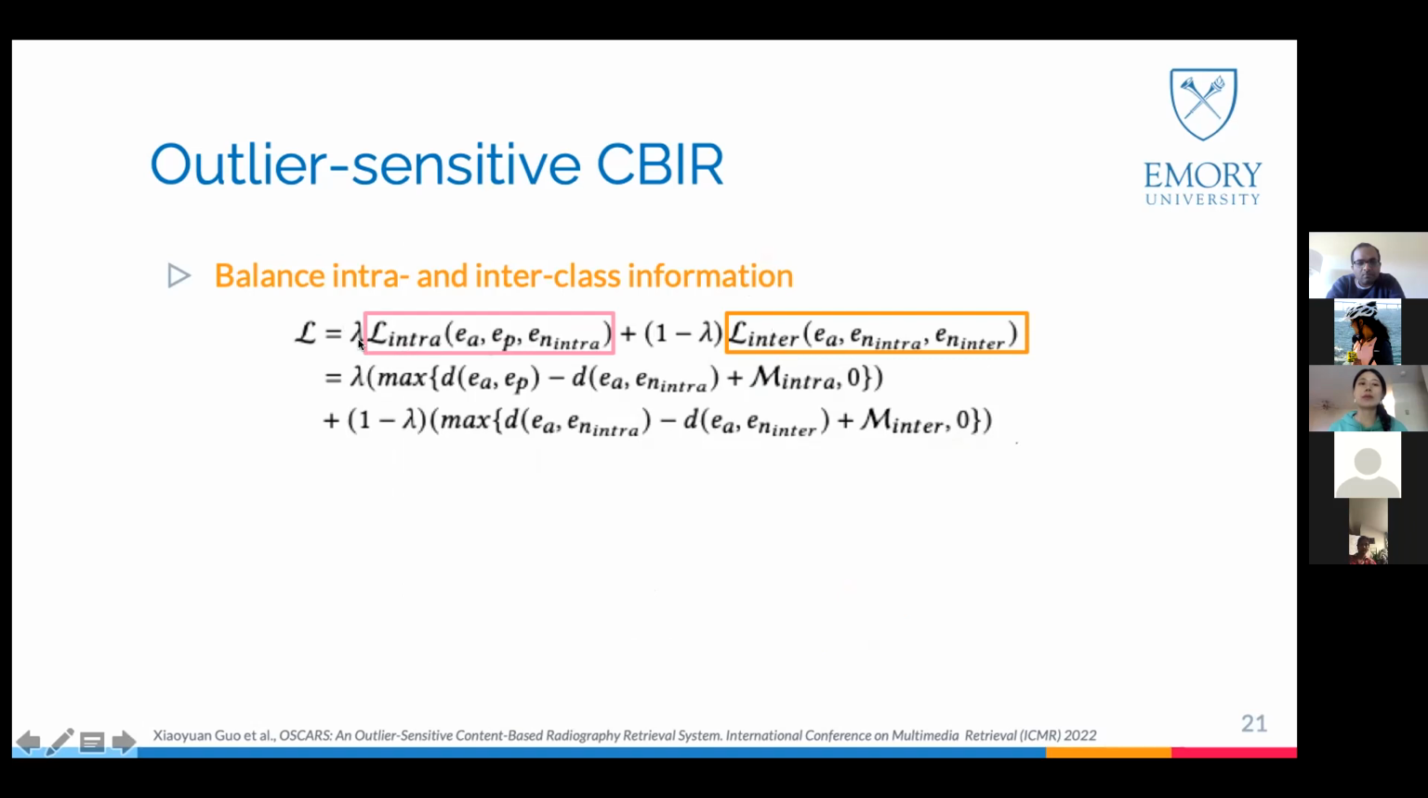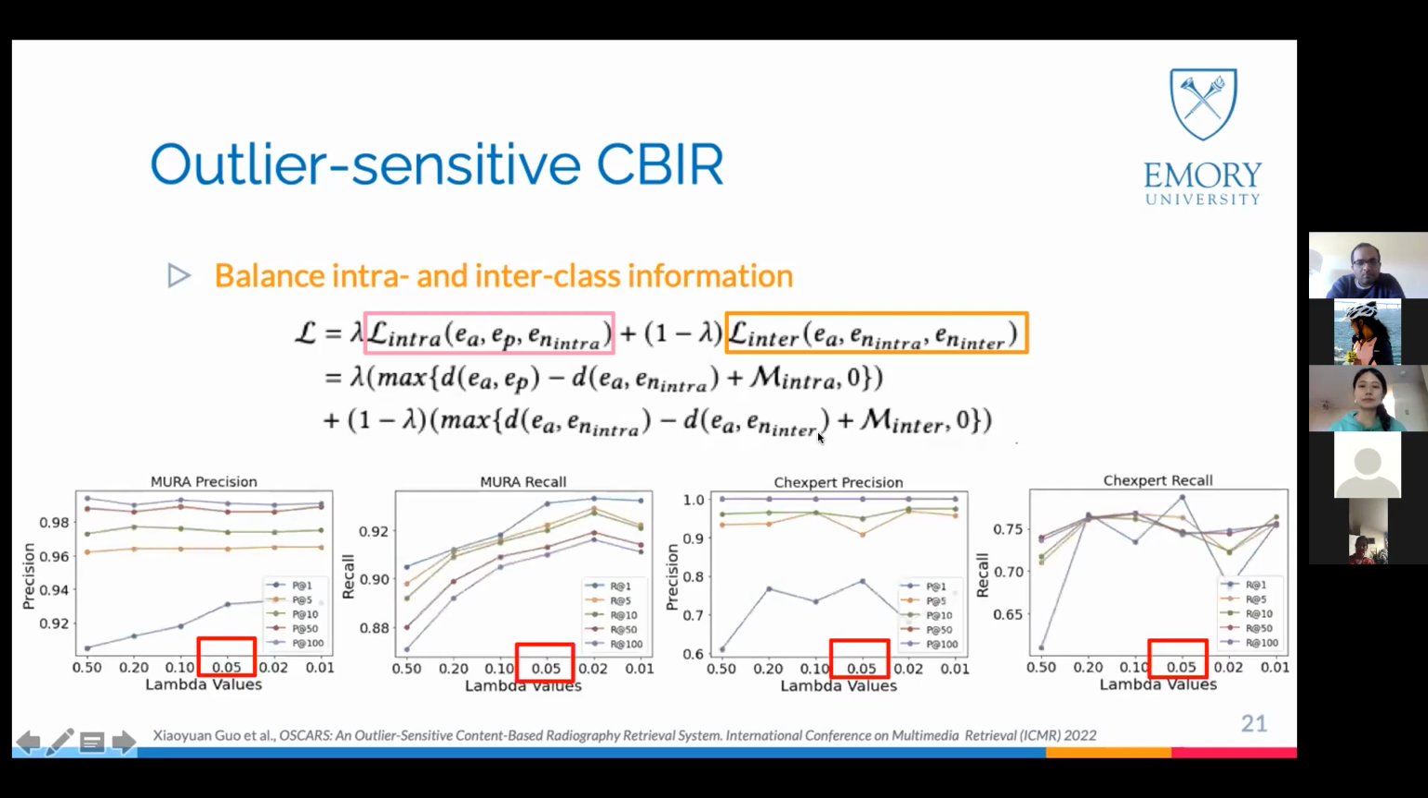So we balance the two learning losses, and by optimizing, we enable the anchor image to be close to the positive image, while keeping a certain margin to the intra-class negative images. And we also hope that the anchor image is also close to the intra-class negative image, but far from the inter-class negative image. And we also investigate which lambda value will be good for this model training.